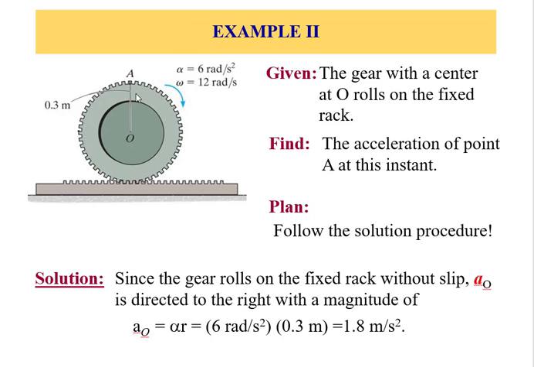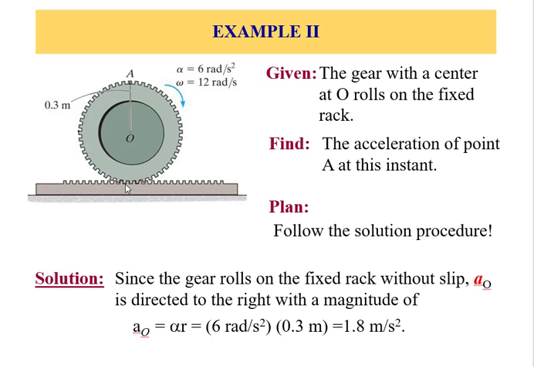We have a gear rolling on a fixed track. The gear with the center O, there's a cylinder that is being pushed, and the gear is rolling at an angular velocity of 12 radian per second and angular acceleration of 6 radian per second square. We want to calculate the acceleration of point A. Now point A is not on the contact, it is on the opposite side.